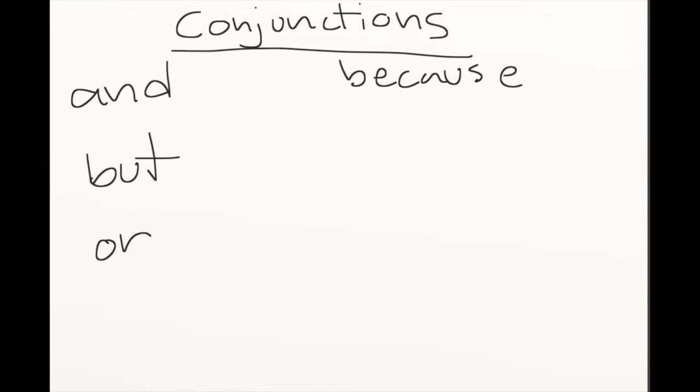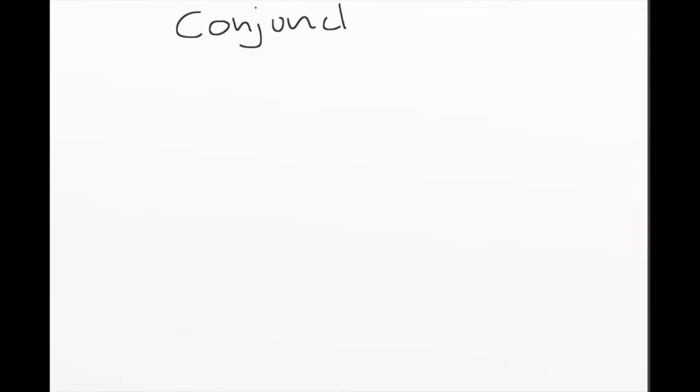So examples would be like, I want to go to the store and I want to go home. I like them because they are nice to me. So let's do an example sentence where we can write this out. Okay, so we are going to start with the word and.